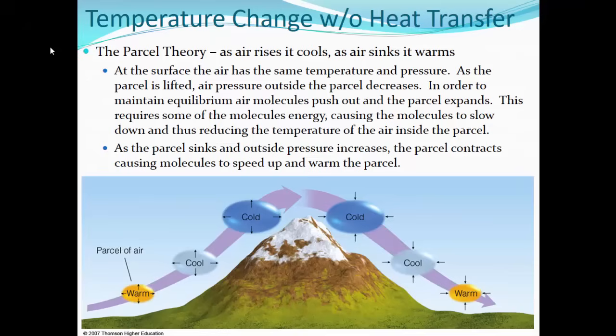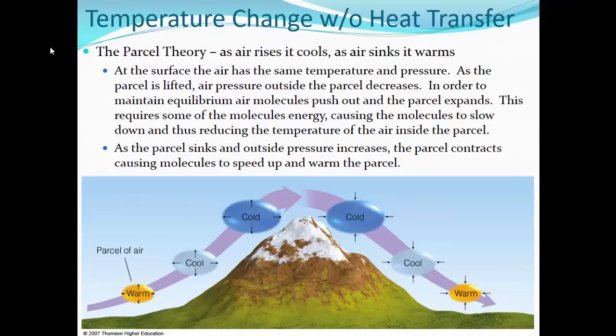Well, slower moving molecules have a lower temperature. Remember, temperature is simply the measure of molecular motion. So as a parcel of air rises, it expands and it cools. As a parcel of air is then forced to sink, outside pressure increases. Remember, the pressure is highest at the surface, about 1,000 millibars. Outside pressure increases, so the parcel is made to be smaller. It's compressed. And as that parcel compresses, the molecules inside the parcel tend to speed up and they warm up.